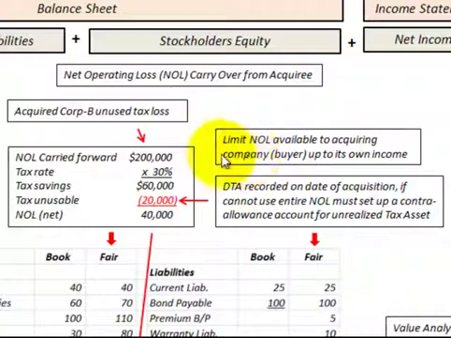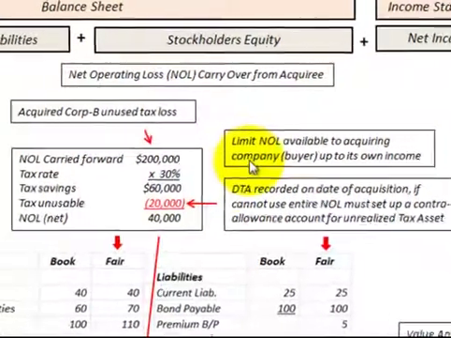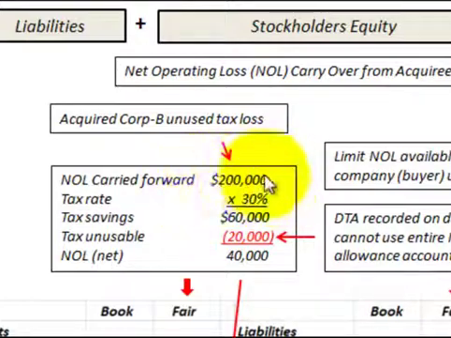So if we don't produce enough income for Corporation A, we cannot use the total amount of the net operating loss carry forward. For our example, we had this $200,000 net operating loss carry forward, and our tax rate was estimated at 30%. So our potential savings would be 30% times the $200,000, or $60,000. In our example, we're saying that we were unable to use $20,000 of that $60,000 because we're not going to be able to generate enough income to absorb all of that loss. So our net benefit would be $40,000.